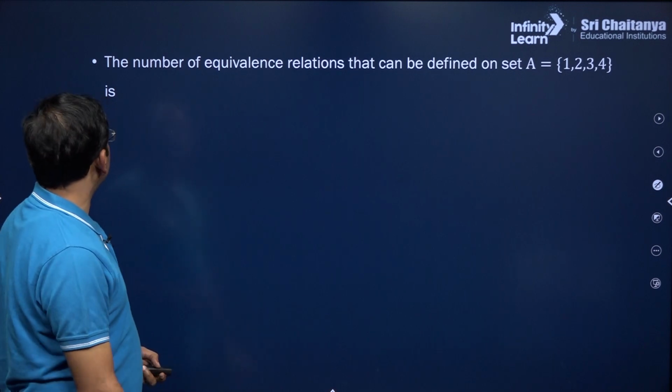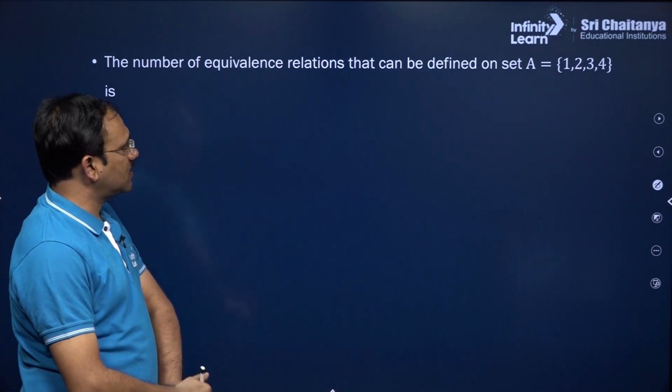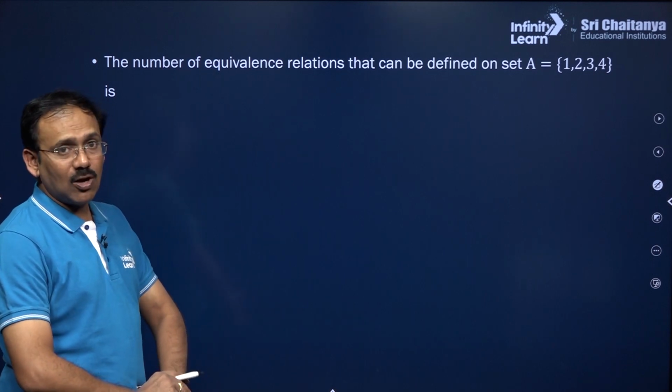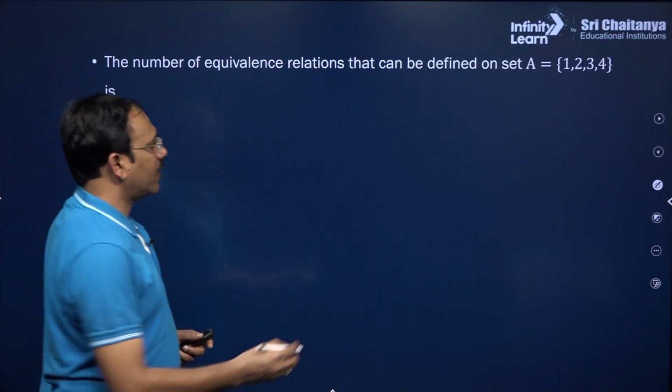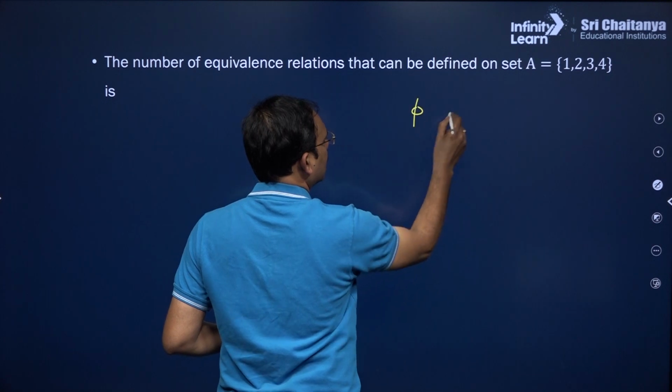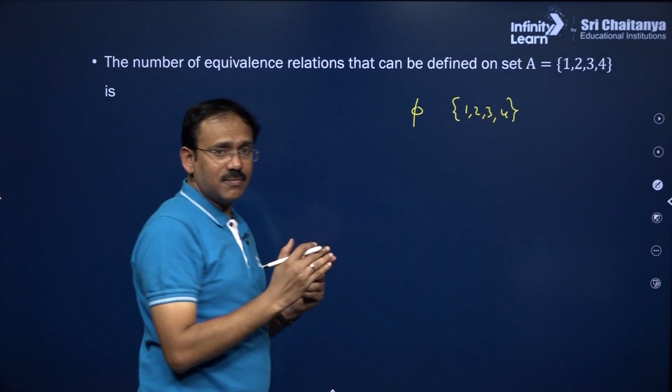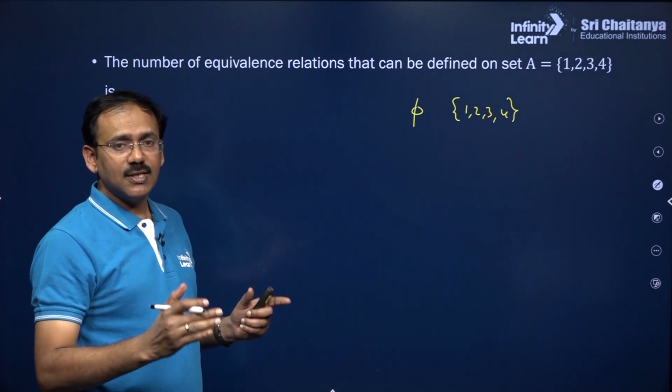Okay. Next, the number of equivalence relations defined on a set is the number of partitions, my dear friends. Partition means how many different parts you can make. For example, friends, one is the empty set, 1, 2, 3, 4 is a partition. Partition means splitting into subsets.